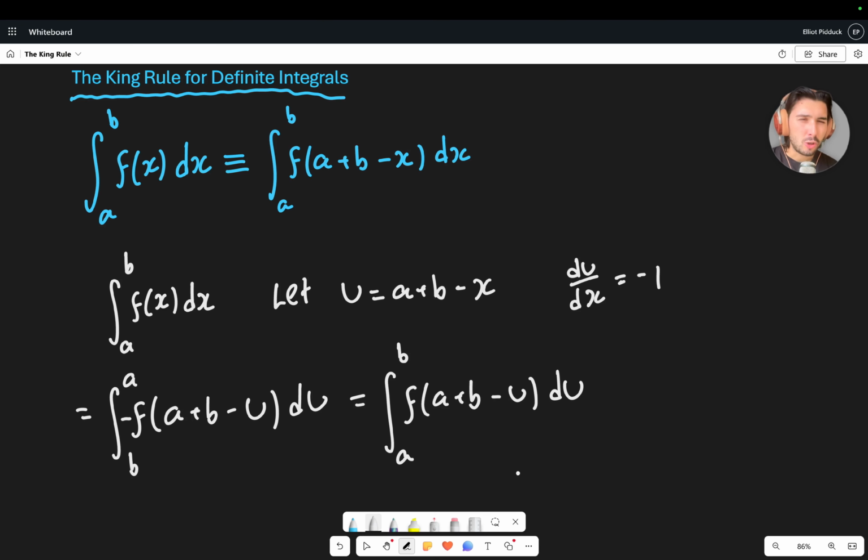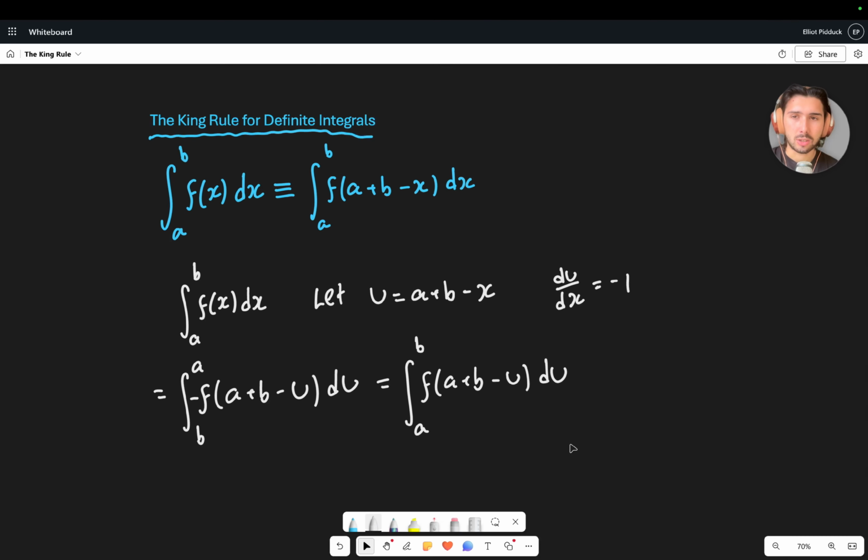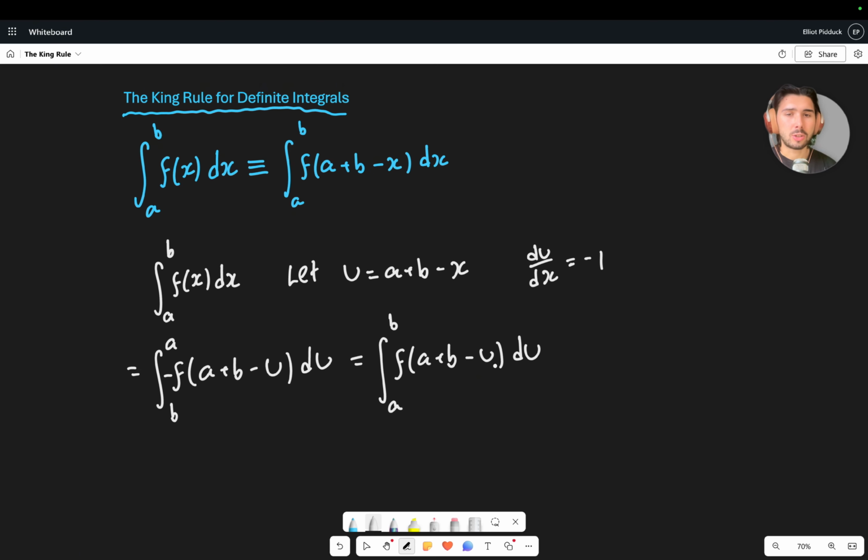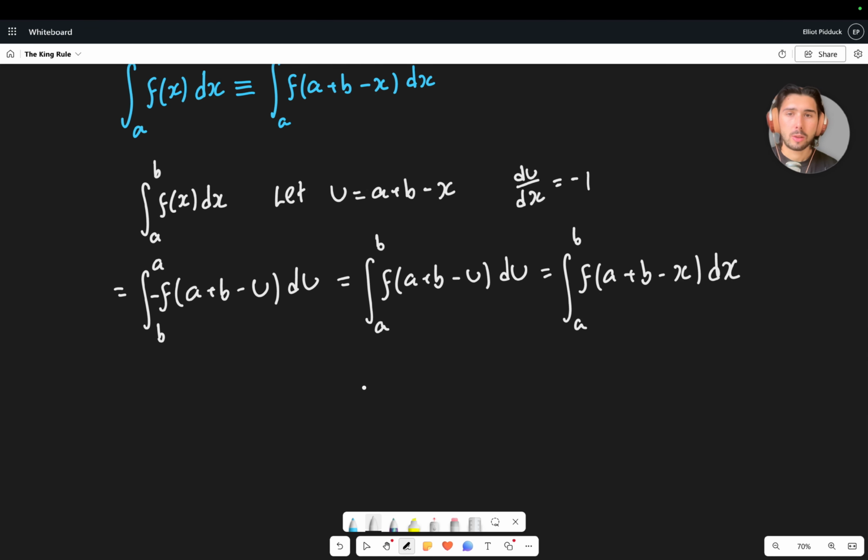Now, u is a dummy variable. That means it's not going to appear in the answer. It's just a variable that we use to actually get the function integrated. So you can replace u with whatever letter of the alphabet that you want. I'm just going to put it back in terms of x so it looks a bit nicer. So I've got the integral from a to b of f of a plus b minus x dx. And there we go. We've successfully proven the result up here.